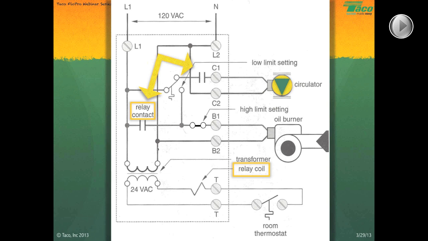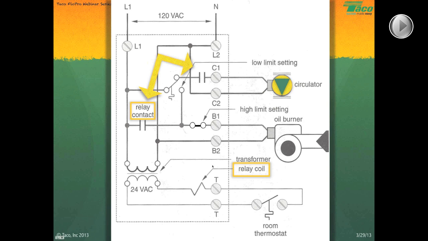The low limit setting, as you see, is an either or switch. It's either connected to the circulator terminal or it's connected back to that burner leg, as you see there. That is a single pole double throw switch. So we're kind of in an either or scenario there. When might we use that?